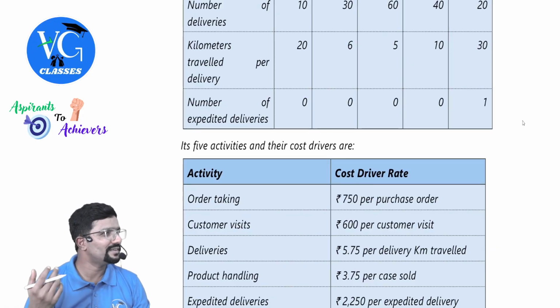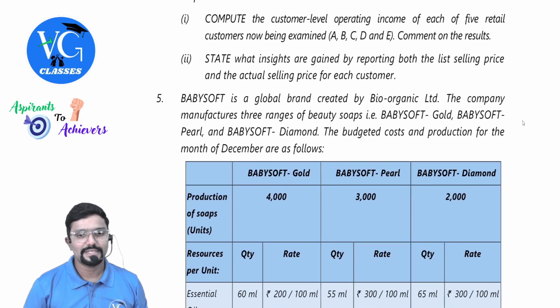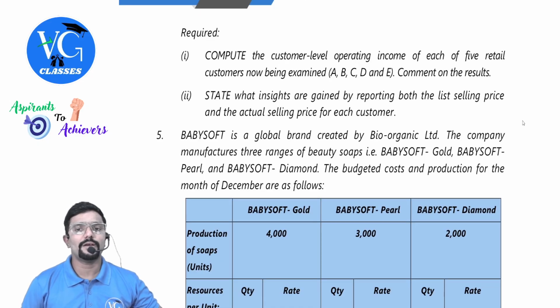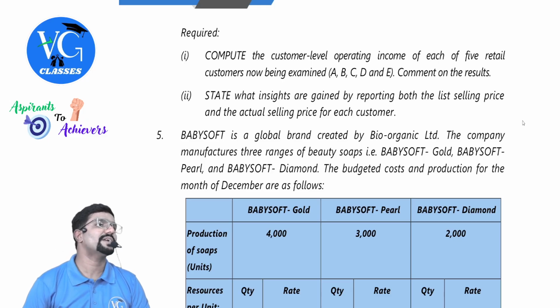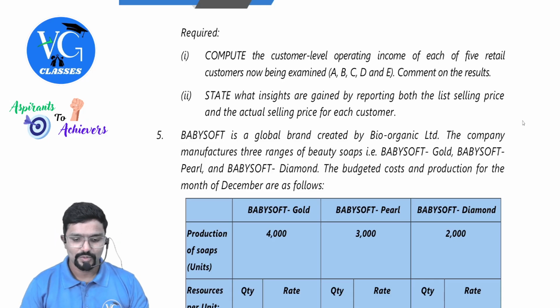Clear? Already done apportionment. What they have asked. Required: compute the customer level operating income of each of the 5 retail customers now being examined, A, B, C, D and E. Comment on the results. State what insights are gained by reporting both the list selling price and actual selling price for each customer. What did we know from this? Discount. We can get to know for whom we have given more discount, for whom we have given less discount, and how it has affected our sales. Because normally what we believe is, the higher the discount we give, the higher should be the quantity sold.